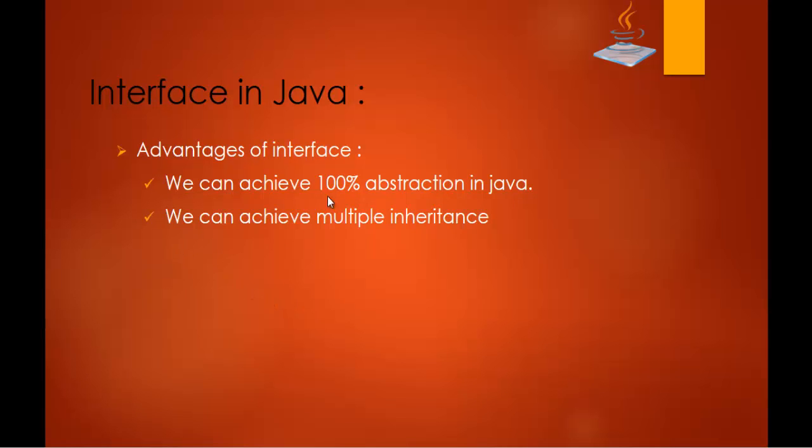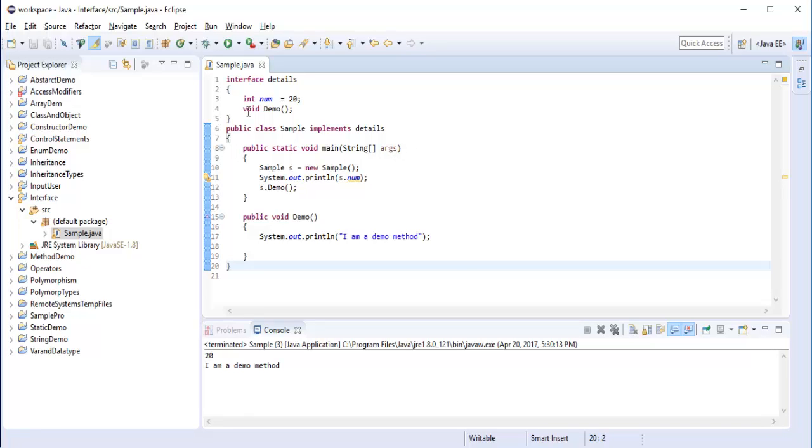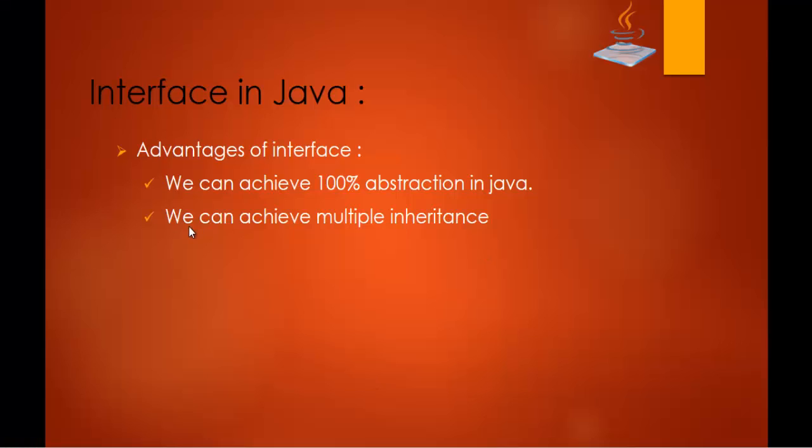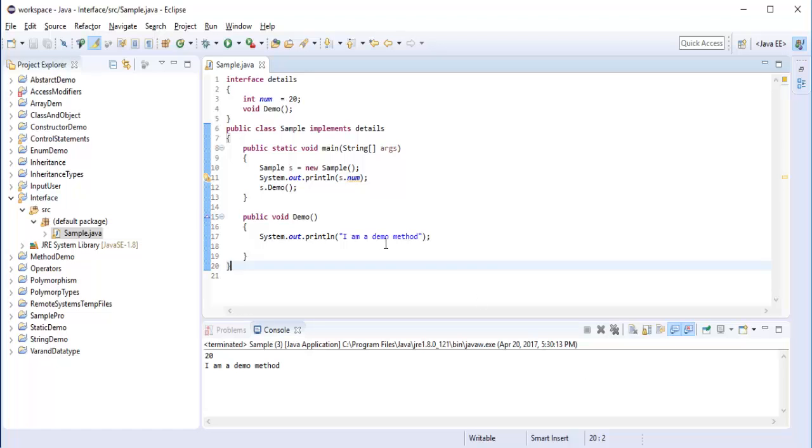So we can achieve 100% abstraction in Java. That's what I've shown you, how to achieve 100% abstraction here. Now let me make you understand this one also. We can achieve multiple inheritance. As we learned when learning the concept of inheritance, I explained that we can't achieve multiple inheritance in Java, but we can achieve it only with the help of interfaces.